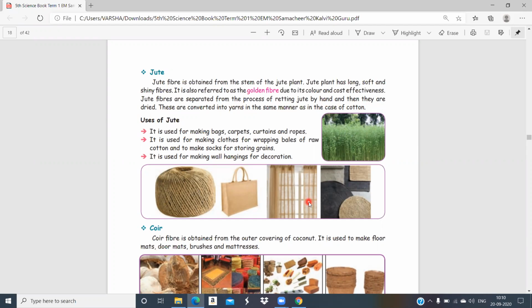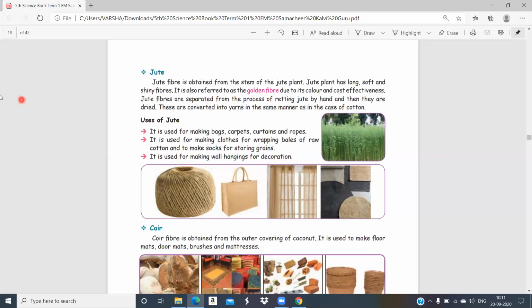And this jute is also known as golden fiber because when sunlight falls on it, it looks golden. So it is known as golden fiber, also due to its color. And the jute is separated by wetting. It is separated by hand also, and then they let it dry, and they convert it just like cotton.